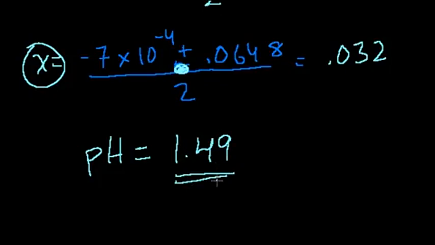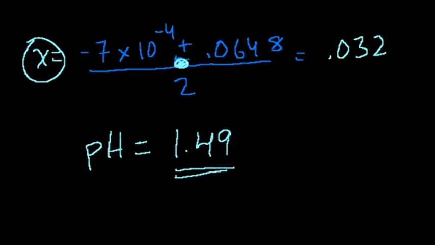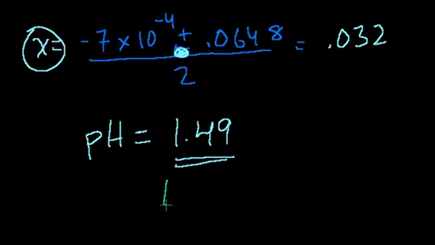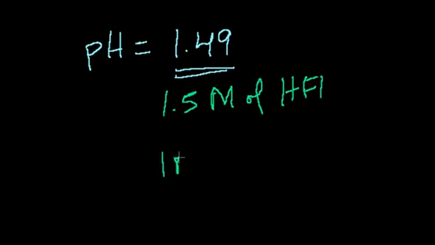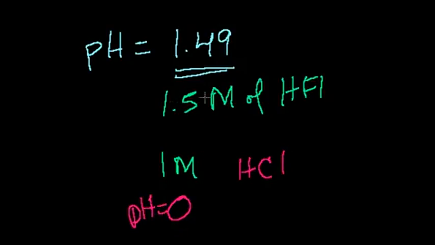But notice, this is 1.5 molar of hydrofluoric acid, while 1 molar of hydrochloric acid had an even lower pH, it was even more acidic. It had a pH of 0. So even though we put more acid here, we didn't get our pH as low as when we used only 1 molar of hydrochloric acid.